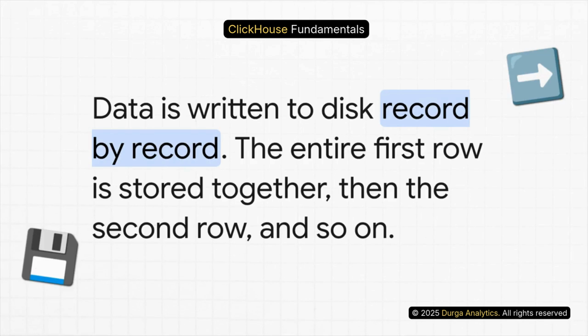Now here's the most important part. In a traditional row-based system, this data gets written to the physical disk row by row. The entire first row is written, then the entire second row, and so on. You can think of it like this. Each row is a self-contained little package. All the info for that one sale, the date, the customer, the product, the price, is all stored together, side by side, in one continuous block on the disk.